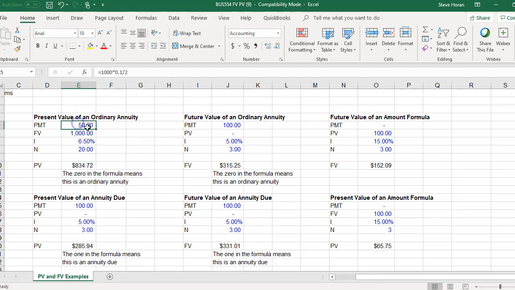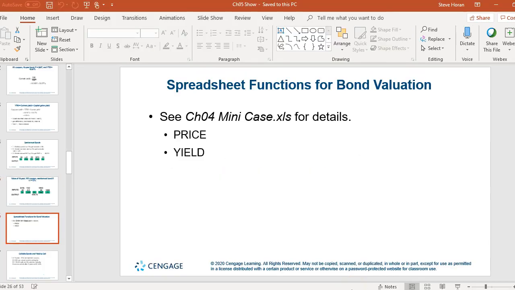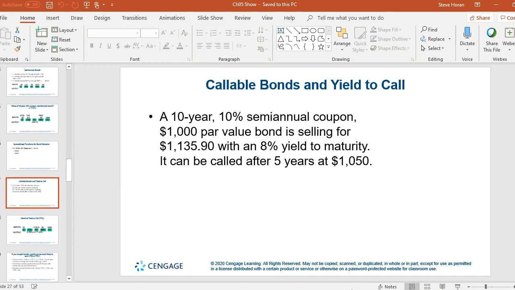So again, you take the coupon rate of 10%, divide it by 2. Future value is good to go. I take my market rate of interest, the R sub D, of 13, divide it by 2. I take the N and I multiply it by 2. And now I have 834.72 as the value of my bond. Don't worry about this because I've already shown you that with my Excel file.